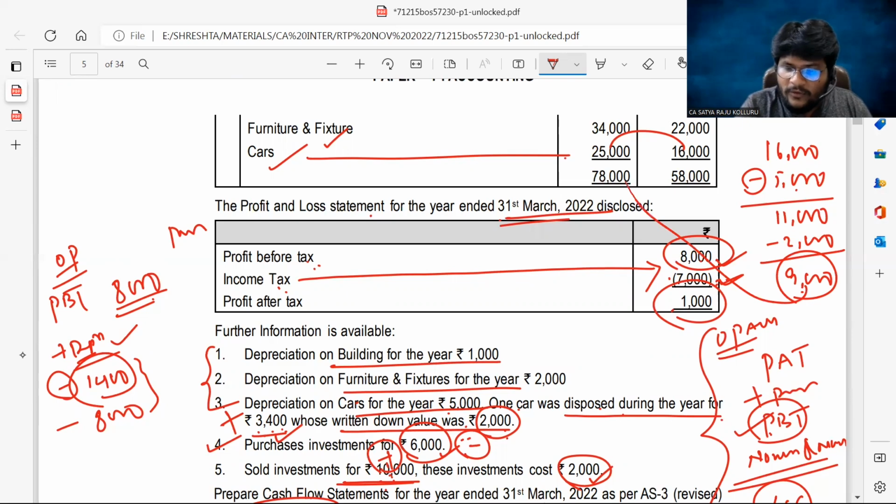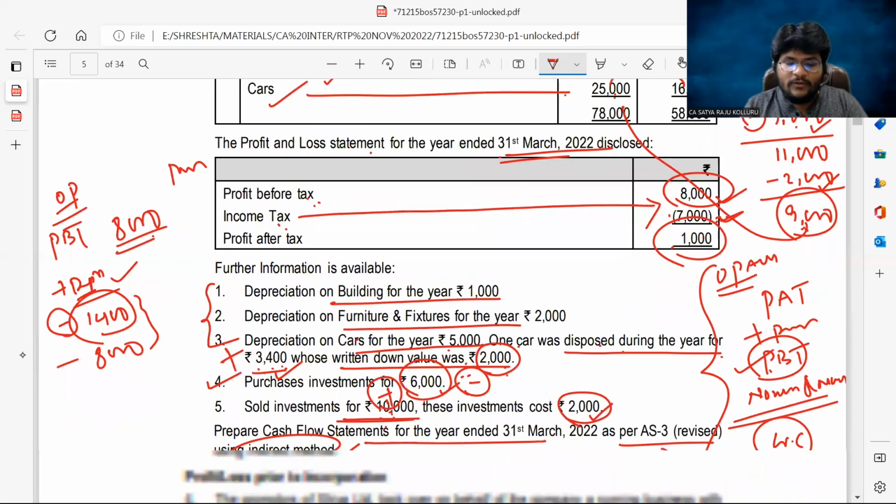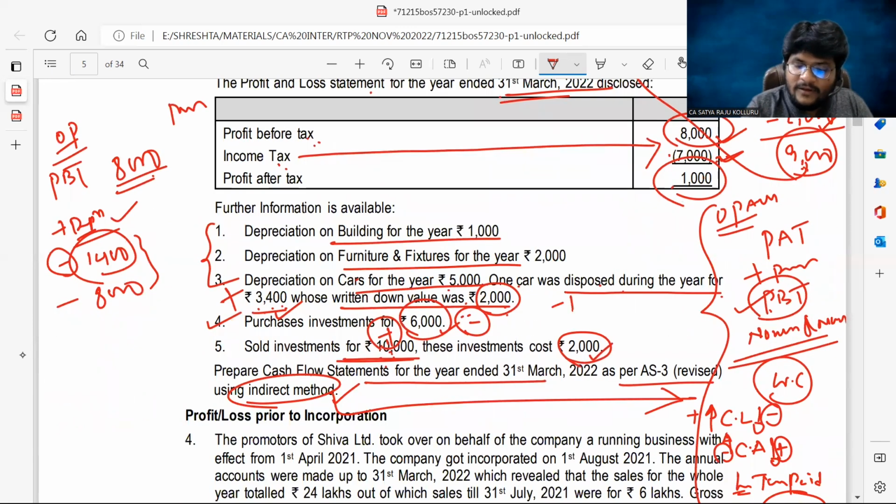But how will 9,000 become 25,000? That means you might have purchased some car. Do you understand? Sir, last year closing WDV 16,000, current year depreciation 5,000, current year disposal 2,000 original cost, then the closing WDV should be 9,000. Then how will it become 25,000? Somewhere some car you purchased. How much, sir? 11 plus 5, 16,000 worth of car purchased. That 16,000 of car is an investing activity outflow.